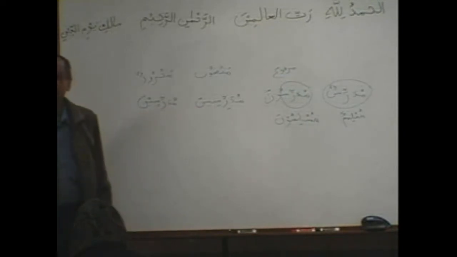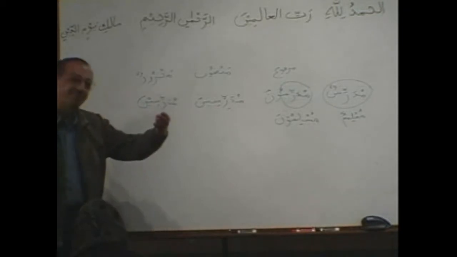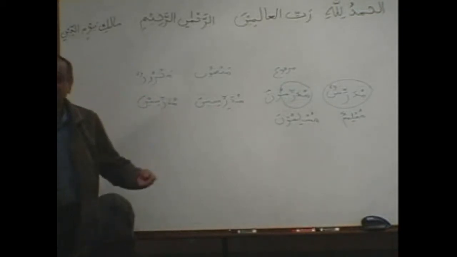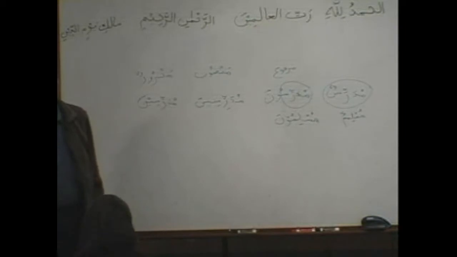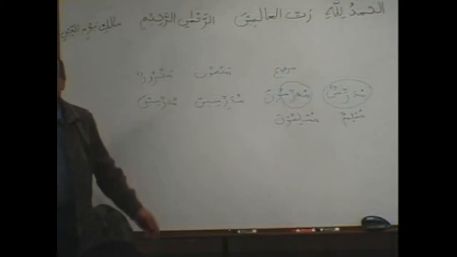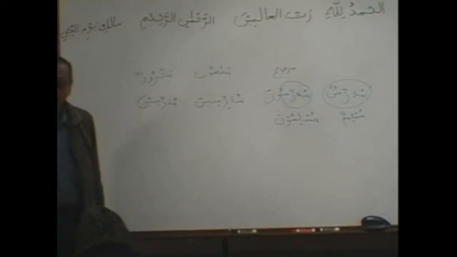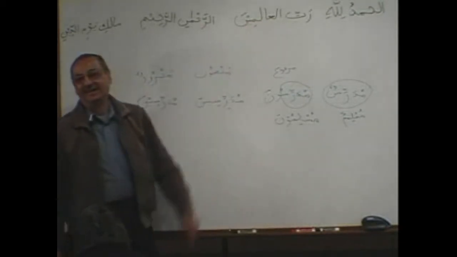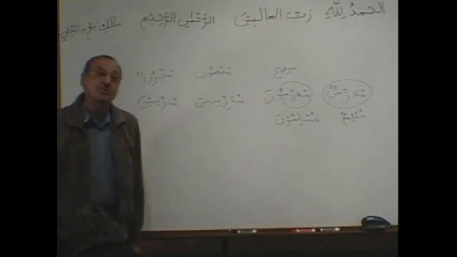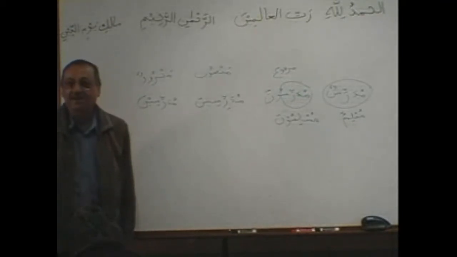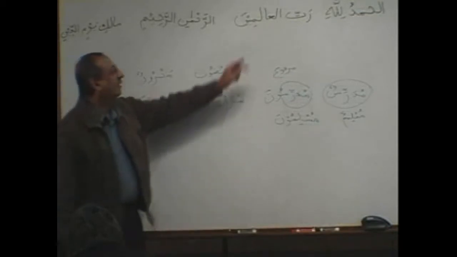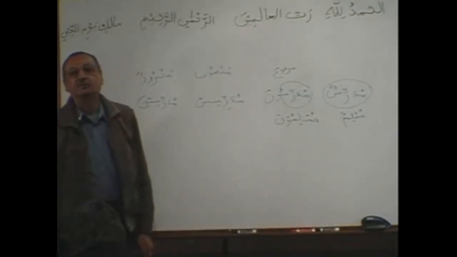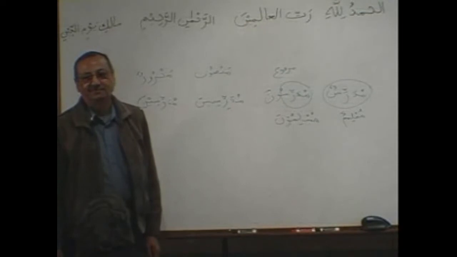How will I know? Because what comes before it? If it is harf jar, we will know it is majrur. Or if it comes as a mudaf ilayhi, I know mudaf ilayhi is majrur. So it will guide us. And when we do the mansub form, we'll do it. So brother, look at this. Alimina. It is alamuna, alamina, alamina. And now tell me, is it majrur or mansub? Why?